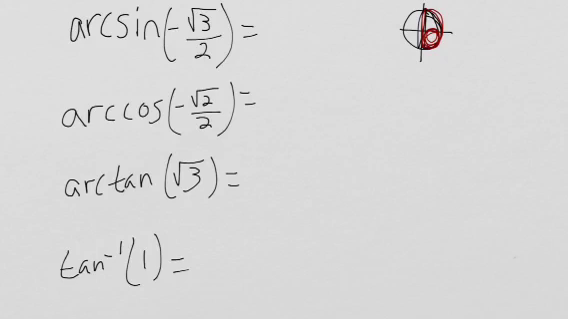Sine of pi over 3 is root 3 over 2. But since we're down here in the fourth quadrant, not up here, we're down here at negative pi over 3.